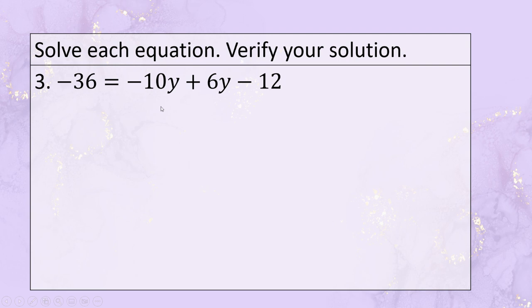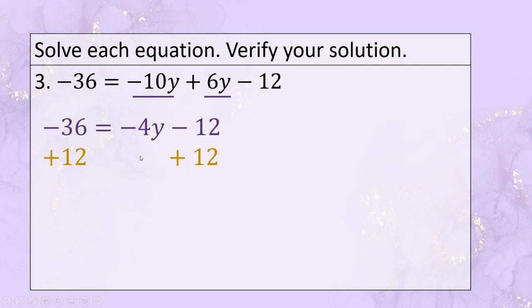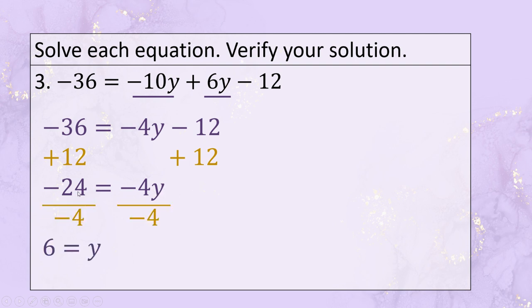In number 3, we're going to combine negative 10y plus 6y, add the coefficients, and keep the variable part. We get negative 4y. Then to isolate our variable, we will add 12 to both sides. So the minus 12 and plus 12 cancel each other out. And then I'm going to divide both sides by negative 4. So we get 6 equals y.